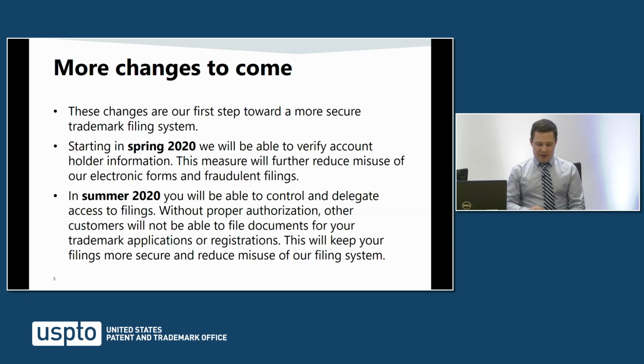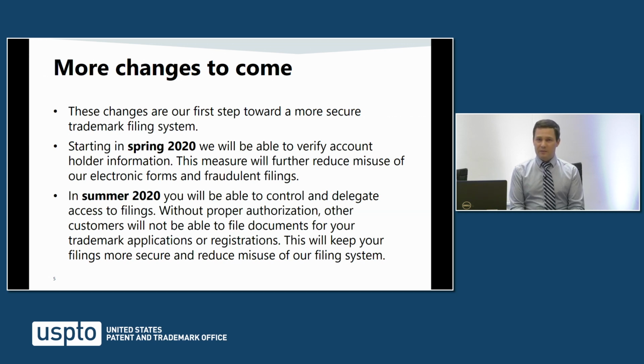And we have more changes to come. So the October 26th changes are the first step towards this more secure filing system. In spring 2020, we plan to roll out some changes associated with a second wave, and this will allow you to verify the account holder information. That means specifically tie an account to a real individual whose identity has been authenticated. So we expect this again to improve security and reduce fraud.